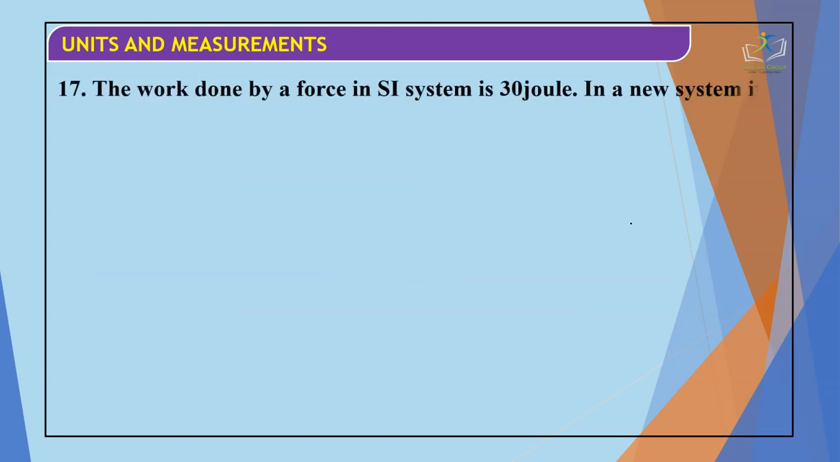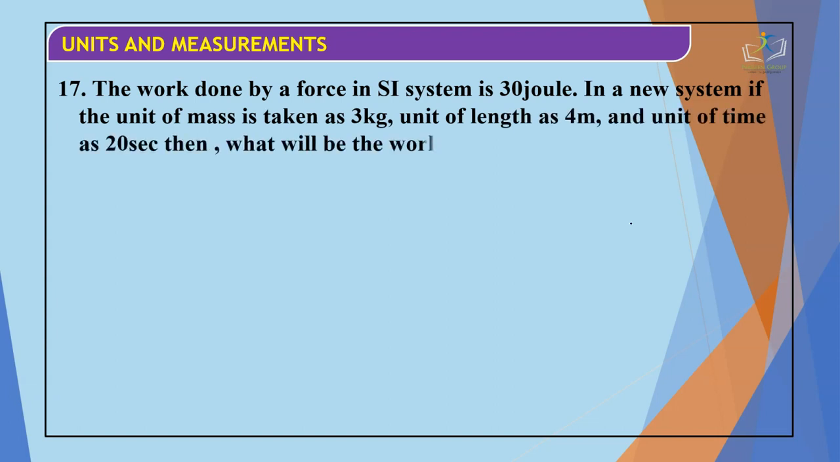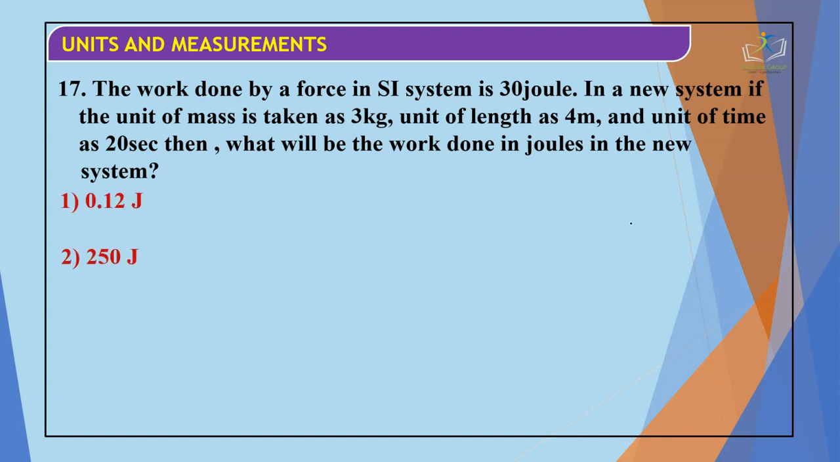The work done by a force in an SI system is 30 joule. In a new system, if the unit of mass is taken as 3 kg, unit of length as 4 meter, and unit of time as 20 seconds, then what will be the work done in joule in the new system? 0.12 joule, 250, 0.25 and 100.